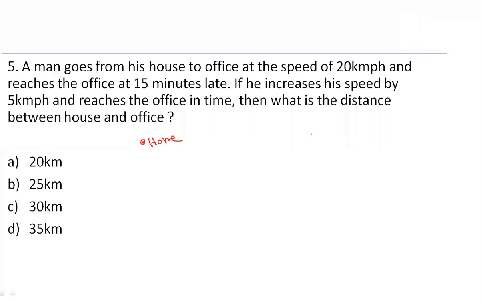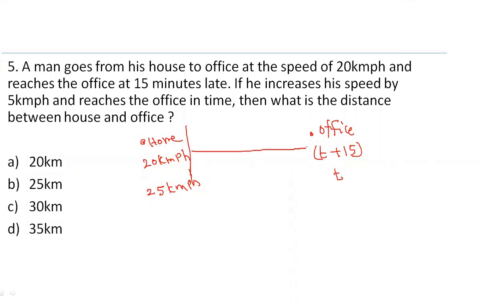This is nothing but home or house and this is nothing but office. So a man goes from his house to office with a 20 km per hour speed. He reaches 15 minutes later. Let's say the actual time is t. He was 15 minutes late means it is t plus 15. If he increases his speed by 5 km per hour, he reaches in time. So earlier it is 20, now if you increase by 5 km, it is 25 km per hour and he is reaching in time, which is nothing but t. Then what is the distance between house and office?